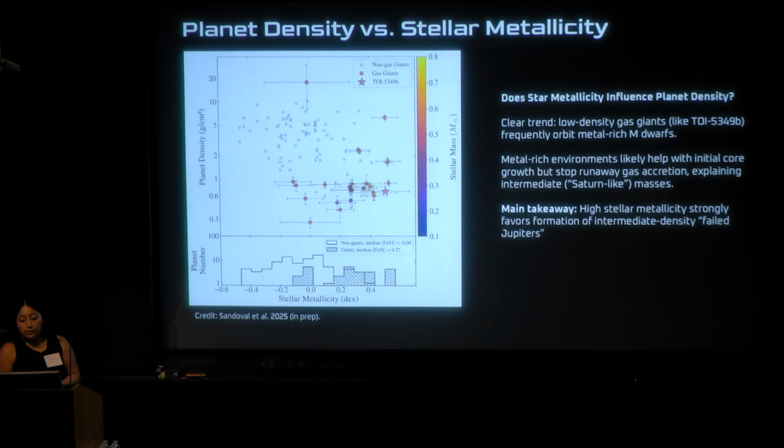And again, we're comparing TOI 5349 to other GEMS planets, but now we're looking at their density versus the metallicity of their host star. Metallicity refers to how rich a star is in metals, heavier elements beyond hydrogen and helium. This plot shows a clear relationship where lower density planets like TOI 5349b tend to orbit very metal-rich stars. The bar graph below confirms that gas giants prefer these metal-rich environments, and this supports the idea that metal-rich stars help quickly form large planet cores, but prevent them from fully becoming Jupiter-sized planets.